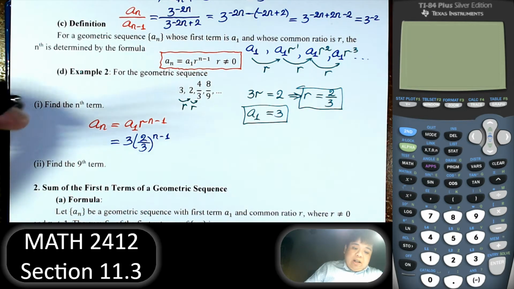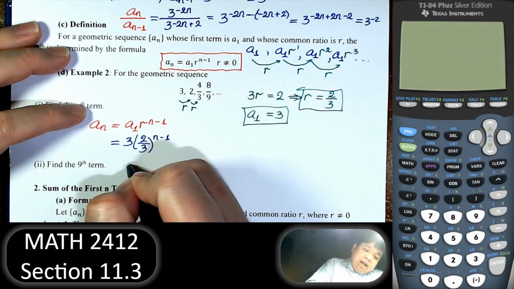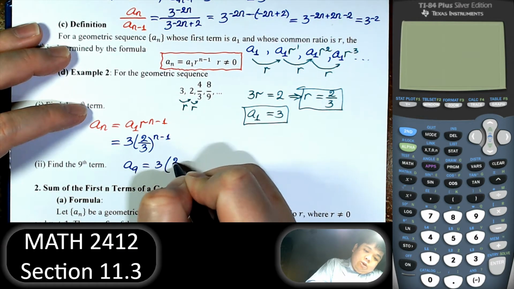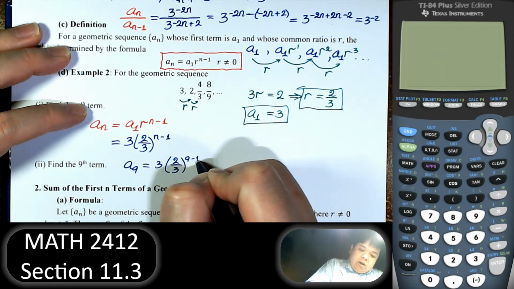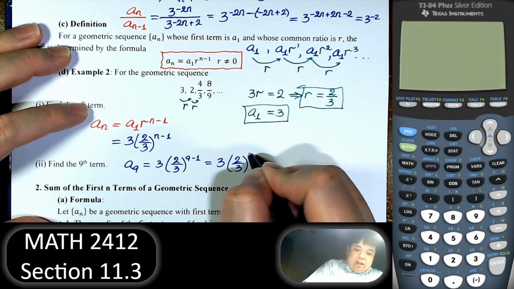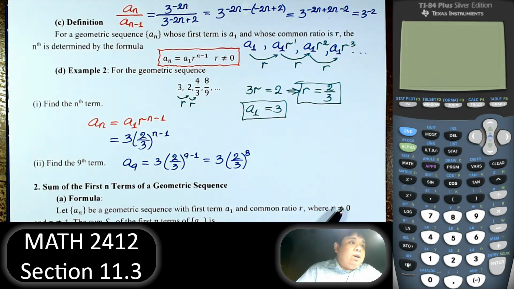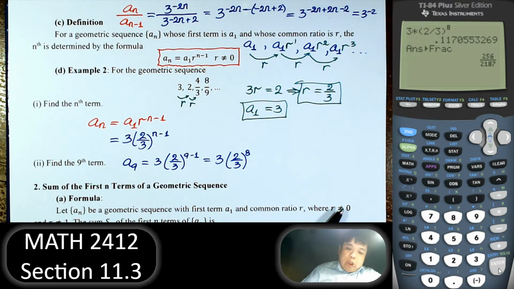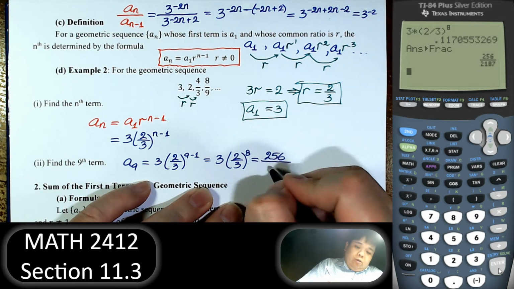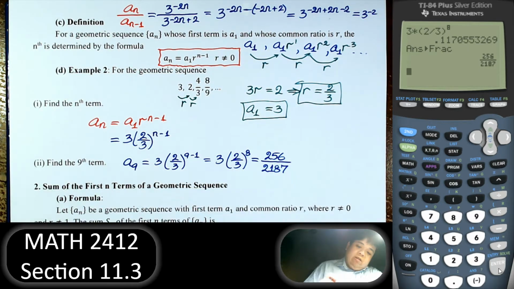Now with that, if we want the ninth term, meaning n equal to 9, a9 equals 3 times 2/3 to the 9 minus 1, which is 2/3 to the 8th. This might not give us a fraction, 2 divided by 3 to the 8th power. Can we get a fraction from this? Oh, good, we still can. So 256 over 2187. Simple enough.